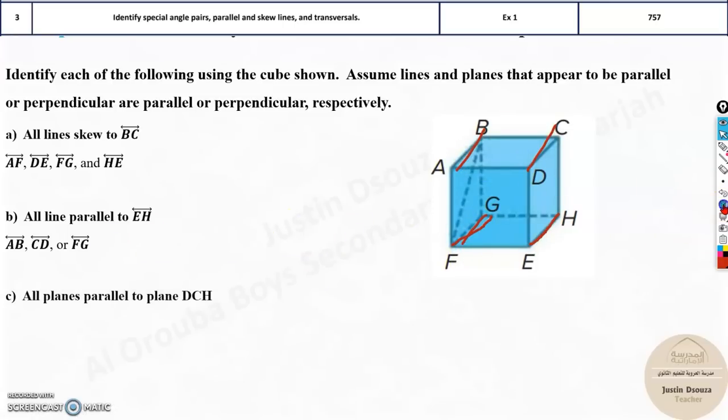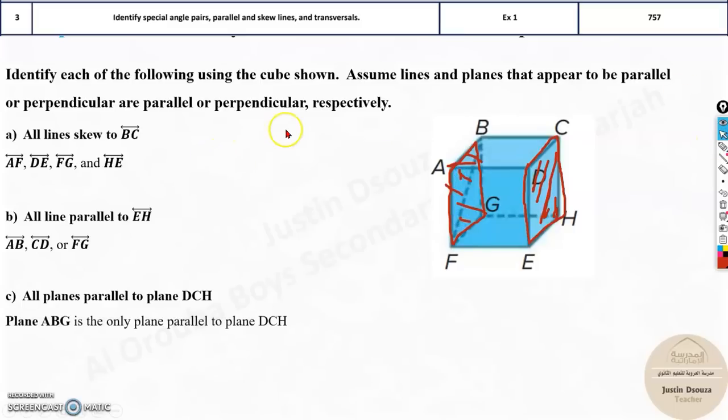And lastly, the planes that are parallel to DCH. See, this is a plane, right? Any 3 points must be mentioned for a plane. So this is a plane. Now, this is not parallel. None of them. Only one is parallel over here, this one. So you can say AFG or ABG or any 3 points. This is a plane that is parallel to it. So that is the parallel plane.